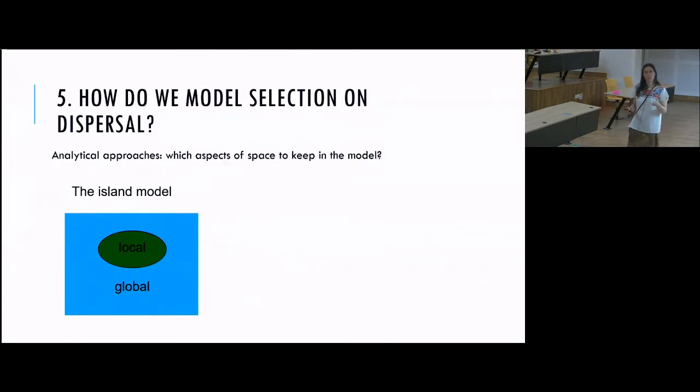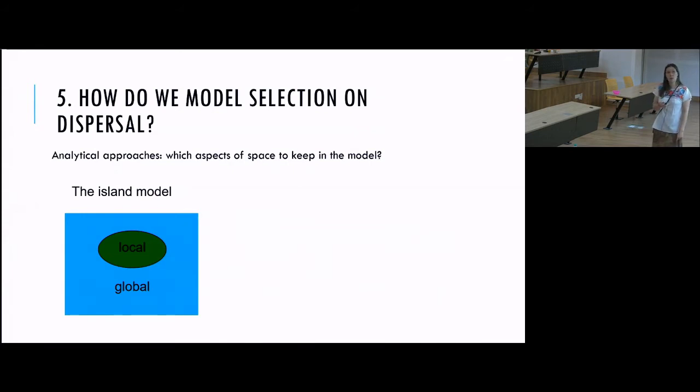So the issue that those modeling approaches faced at that time is which aspect of space we want to keep in the model because we think they are important, and which aspect of space we don't want to keep in because it complicates our mathematical work too much, and maybe they're not that important for the process that we want to model.